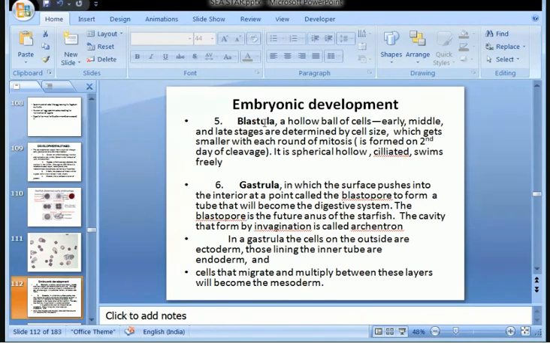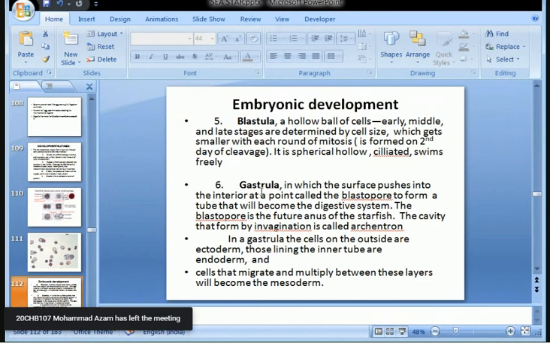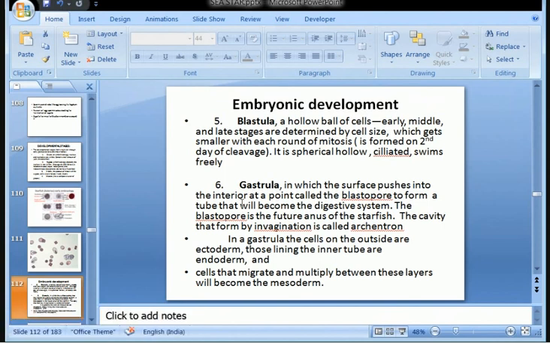Now, this blastula is formed on the second day of cleavage. That means all these stages pass in quick succession, one after the other, and within 1 day, all these stages are spent, and on the second day of cleavage, a blastula is formed. It is a spherical, hollow, and ciliated structure, and it swims freely. Then gastrula. In the gastrula, the surface pushes into the interior at a point called the blastopore.